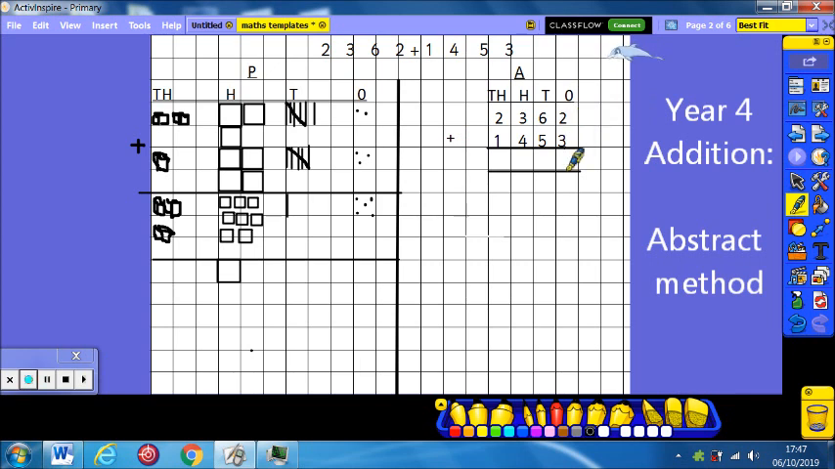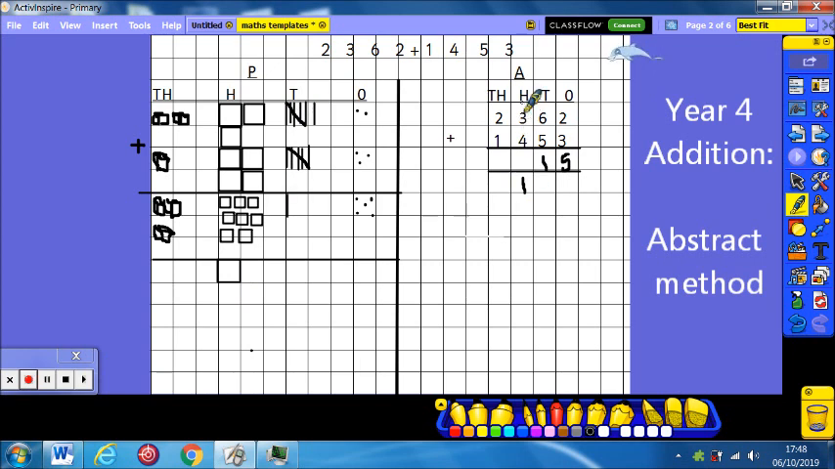2 ones add 3 ones is 5 ones. You can see quite clearly that the 5 ones matches the 5 dots drawn pictorially. The tens, I've got 6 tens add 5 tens. The answer to 6 add 5 is 11 tens, so I know that that will leave me 110 and 100. Again, we can see that pictorially there when we did the exchange.